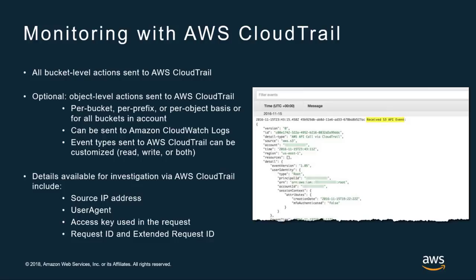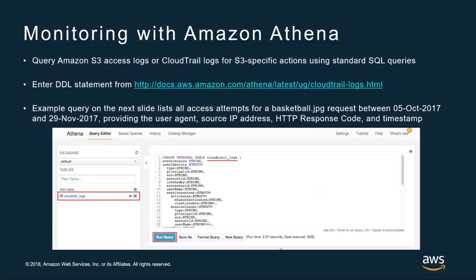And that gets sent to Amazon CloudWatch logs, and you can start to customize this and get very detailed information such as IP address, user agent, access key used, and request ID. So if your security organization requires detailed audit, this is the way you achieve this. And you can imagine that that can generate a huge amount of data.